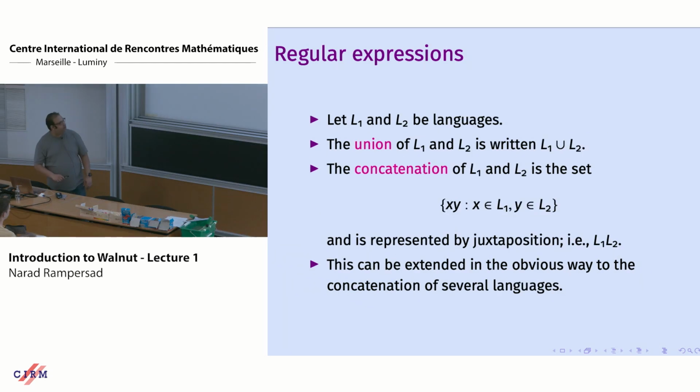And then we have these three operations on languages. So if L1 and L2 are languages, the union of languages is just the union of the two sets. The concatenation of L1 and L2 is the set of all strings that you can get by simply concatenating some string in L1 with some string in L2. And we represent that by just writing L1 followed by L2. This can be extended, of course, to the concatenation of several languages.